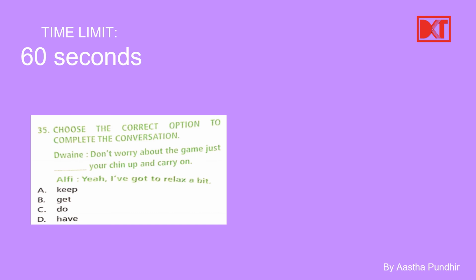Now this is a phrase we use when we tell somebody to keep their spirits high. To keep your spirits high and carry on. So that's why that's when we say keep your chin up and carry on. This is a phrase we use. Alright, with this we finish off with our sample IEO questions.